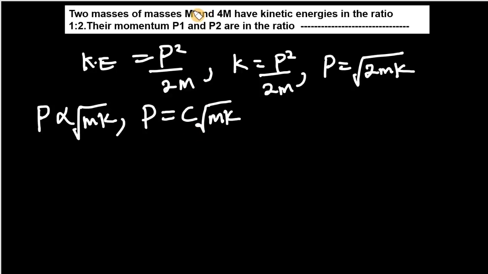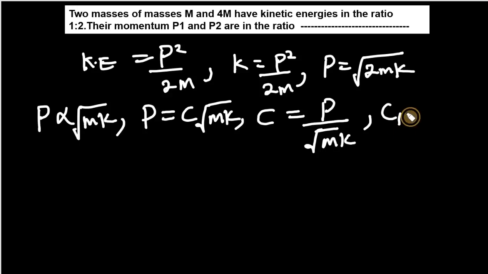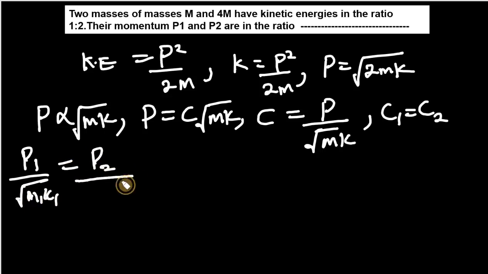So as we have different kinetic energies and different masses, of course we retain this, so that if we make C subject of the formula, we have P upon root mK. And for the two masses, the constants are the same, so that P1 upon root m1 k1 equals P2 upon root m2 k2. So we shall be making use of this to further solve the problem.